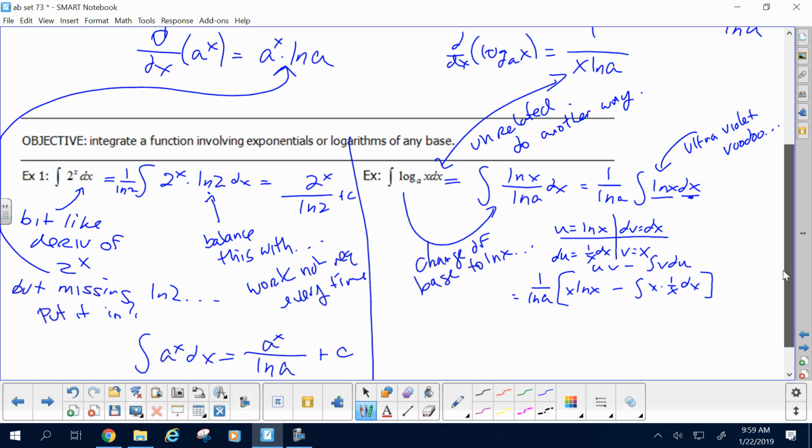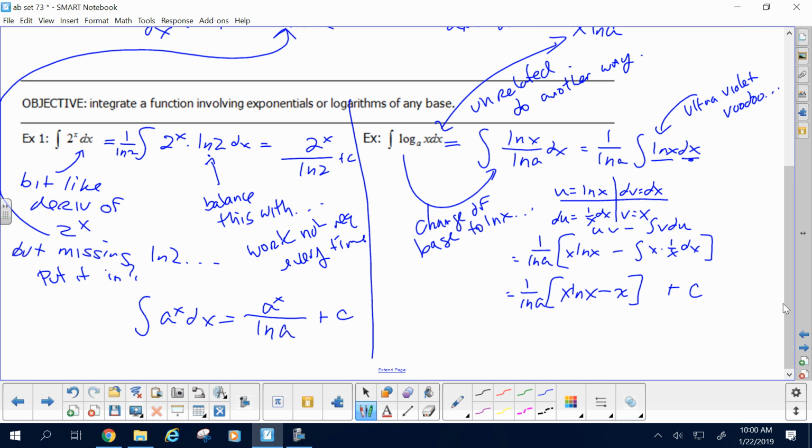Now the key marker for success in ultraviolet Voodoo is the new integral easy. If it is, then you did it well. If it's not, then you did it poorly. That is definitely easier, so we are in good shape. x natural log of x minus, what's the antiderivative of 1 with respect to x? x, plus C. So then, what we see is the antiderivative of log base anything besides e is 1 over log of the base times the antiderivative of natural log, which by ultraviolet Voodoo is that.